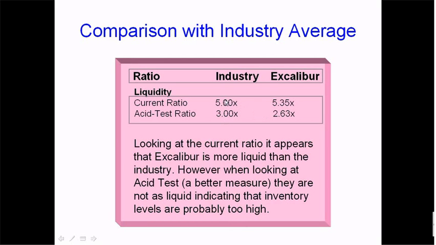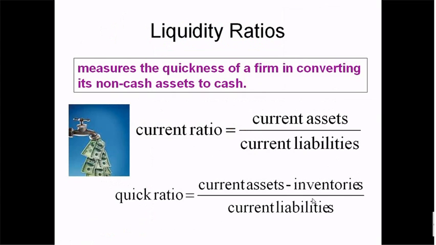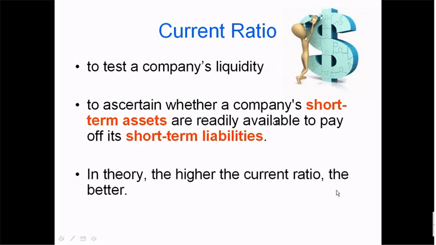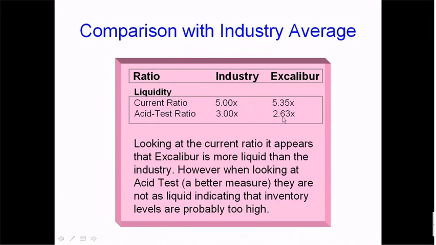Because if my current ratio is strong, but my acid test ratio is weaker compared to the industry, the only item that can be affecting the results here is inventory. Right? If you look at the formula just now, the only difference is the inventories. Okay, so it indicates that Excalibur's inventory levels may be too high by comparing this.